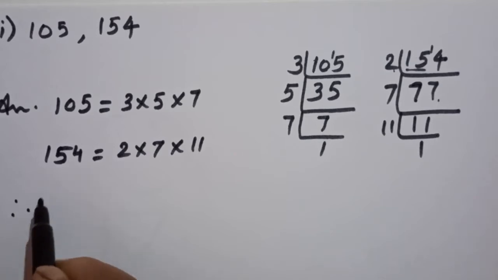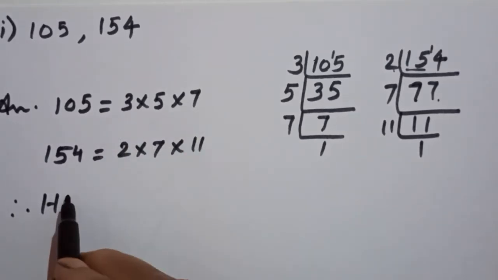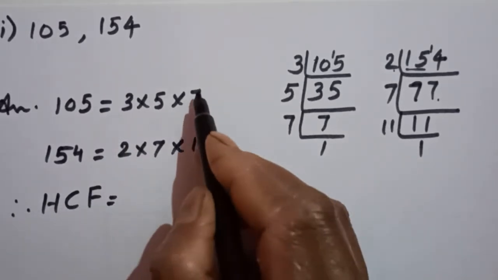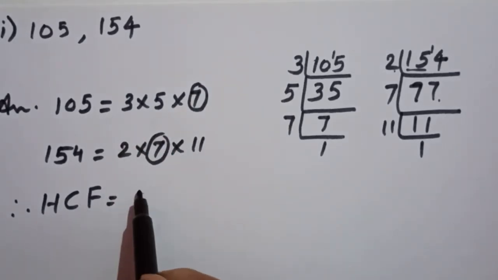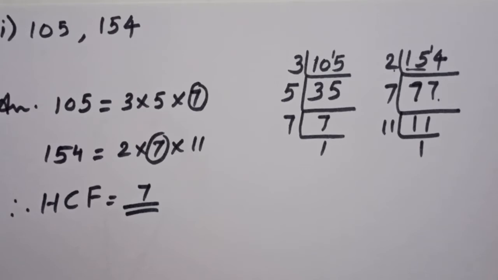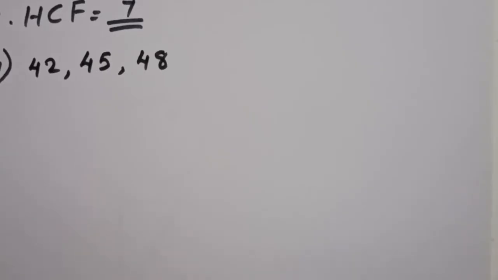And if you check the prime factors of both the numbers, you will get only 7 as common. Only 7 as common. That's why HCF of the numbers 105 and 154 is equal to 7. Hope you are understanding. Now next one, 42, 45 and 48.